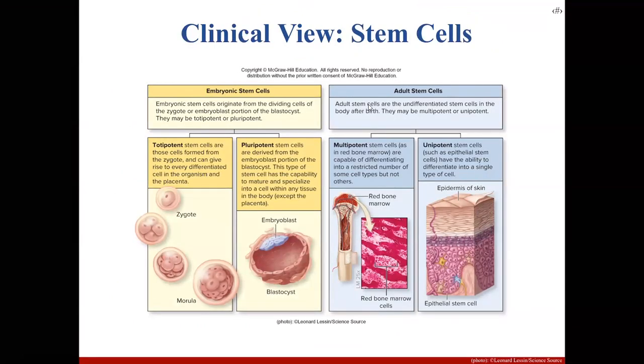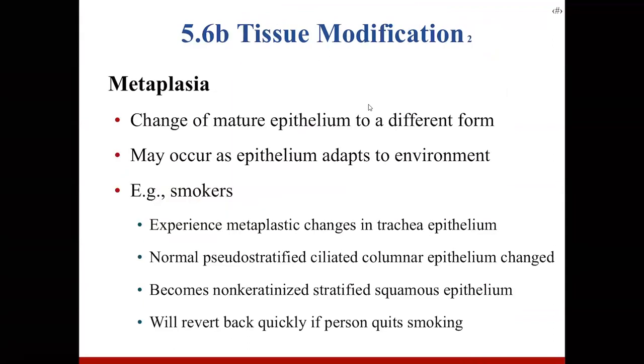I'm not worried about stem cells, so don't worry about stem cells. Now tissue modification, if we keep going. One thing is called metaplasia. Metaplasia can happen if tissue starts changing. An example in the book is smokers. What happens is all the chemicals from the cigarettes come into the trachea and the epithelium.